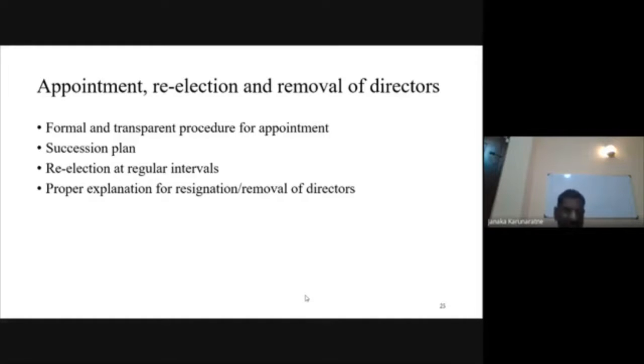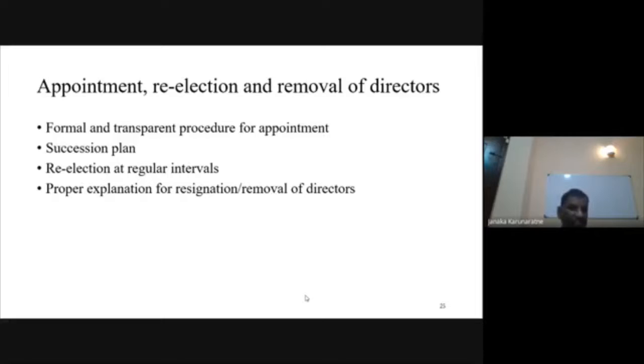When a director retires, who is going to be appointed as the next person, maybe within the entity or maybe outside? So what is the succession plan? Then the re-election at regular intervals. Sometimes, in terms of company laws, you are supposed to re-elect after your elected period is over, and there is a procedure to be followed. So you must set the framework for how the re-election of directors takes place at regular intervals.